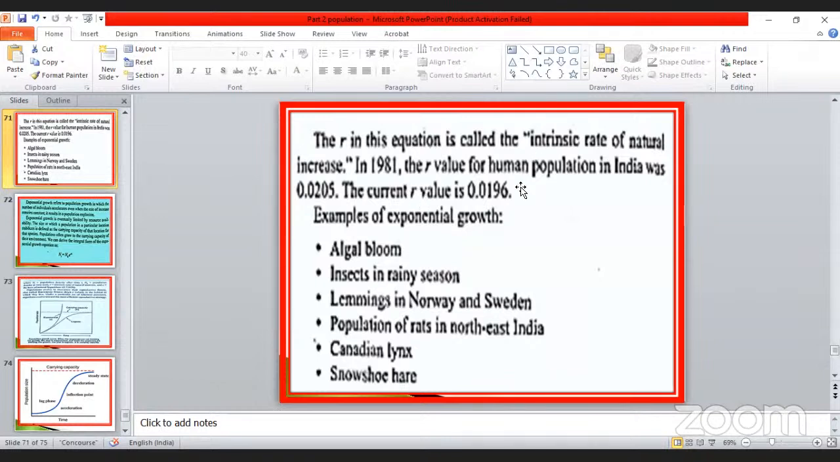Okay, my dear, so note it down. These are algal bloom in the rainy season, lemmings of Norway and Sweden, the population of north east to east India, and the Canadian lynx. These are the examples given.